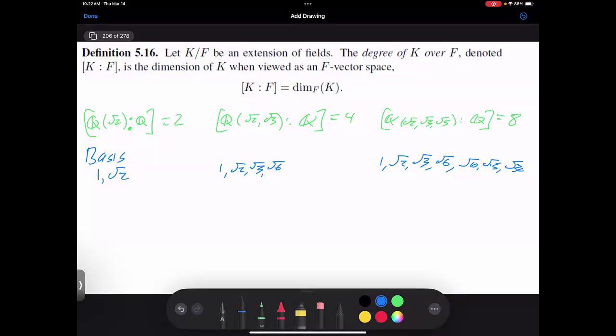Oh, sorry, I missed the root 5. Root 5, root 6.